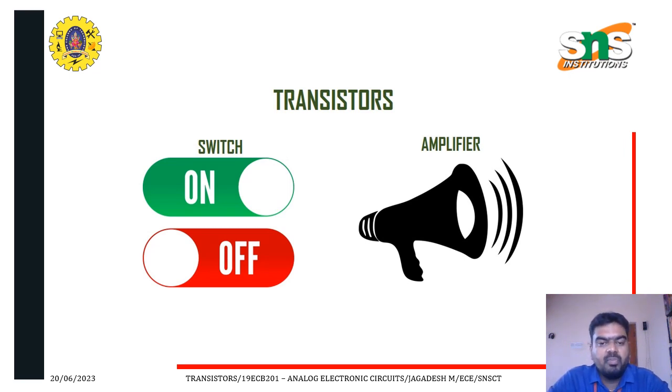So the transistor will be used for two major applications. One is that it will act as a switch, which is nothing but on and off. Sometimes the circuits need to be on, and in some cases circuits need to be off. That will be done by the transistor. Another important application of the transistor is as an amplifier.